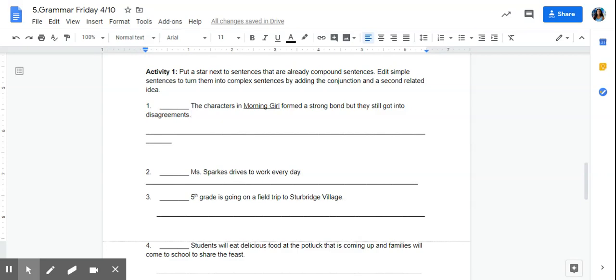They is the subject, and got is our predicate. So this is a compound sentence because it has one simple sentence that is joined by a conjunction, but, to another simple sentence.